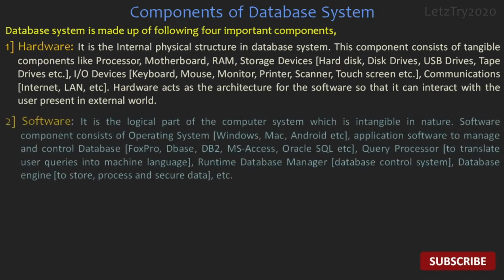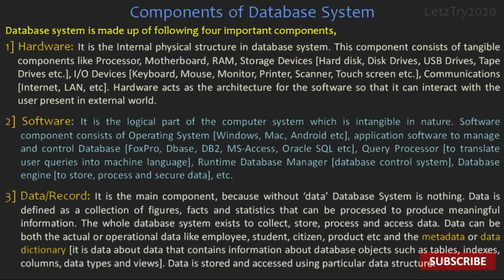Second one, software. It is a logical part of the computer system which is intangible in nature. Software components consist of the operating system like Windows, Mac, Android, etc. Application software to manage and control the database, that is FoxPro, DBase, DB2, MS Access, Oracle, SQL, etc. Query processor to translate user queries into machine language. Runtime database manager or database control system. Database engine to store, process and secure data, etc.